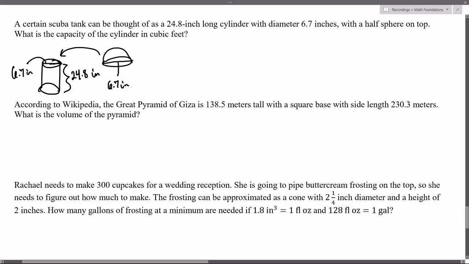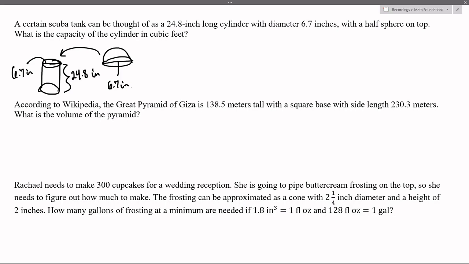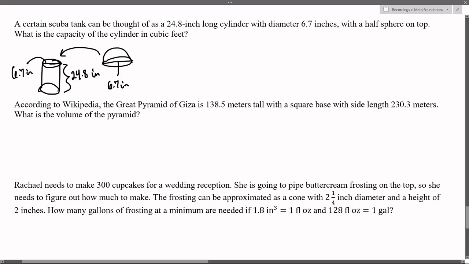And on top of that half sphere would be the valve that you plug your tubes into to get the actual oxygen out of it. And it says, what is the capacity of a cylinder in cubic feet? We have inches here, but we want cubic feet as our answer, so we have to keep that in mind. Now let's actually find the volume. We're going to find the volume of the cylinder.